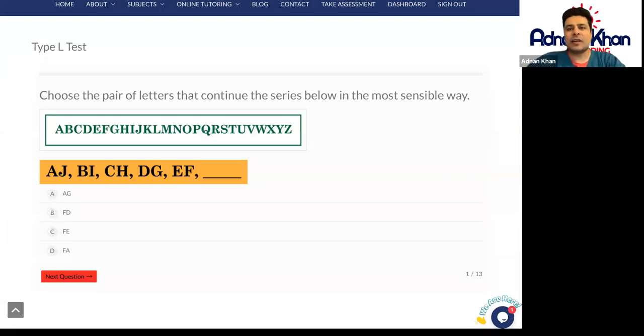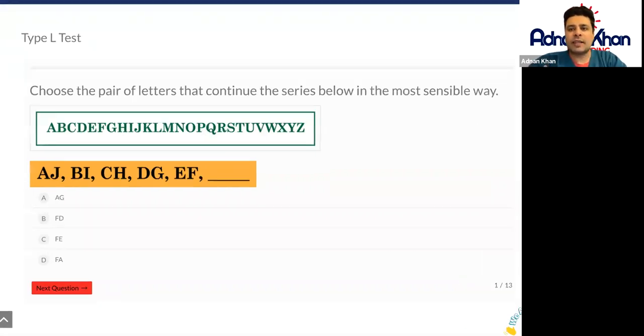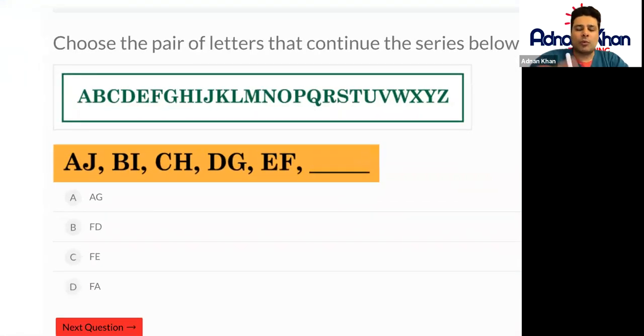This is 11 plus verbal reasoning type L questions. Let's just show you how this works. So first of all, you've got the alphabet there, which you need to refer to in order to answer these questions. Now, it's very important that you do refer to the alphabet and go back and forth because we're looking at sequences here. So choose the pair of letters that continue the series of the sequences below.